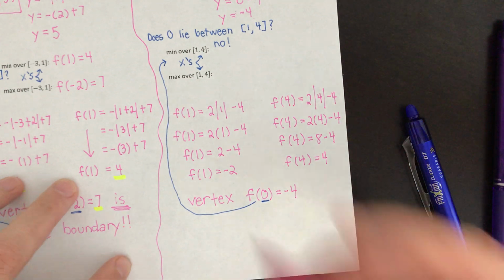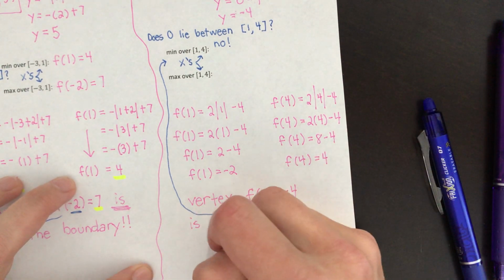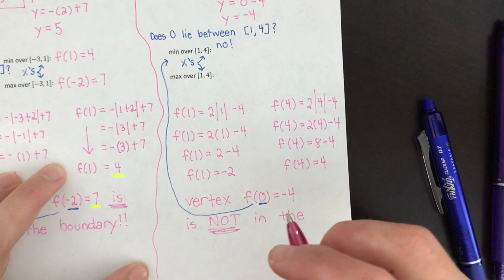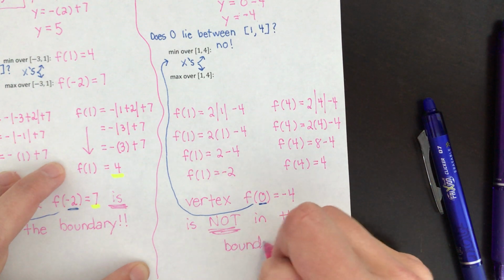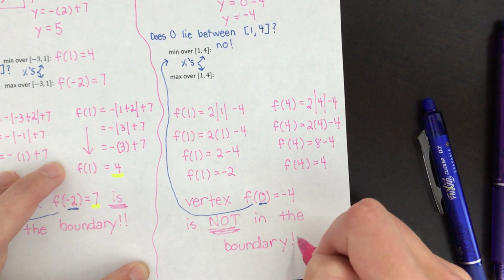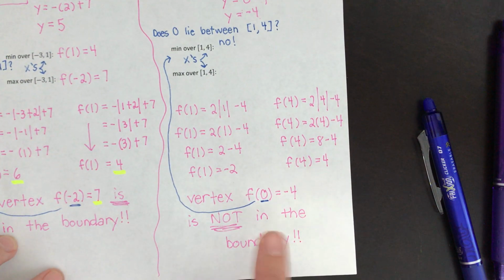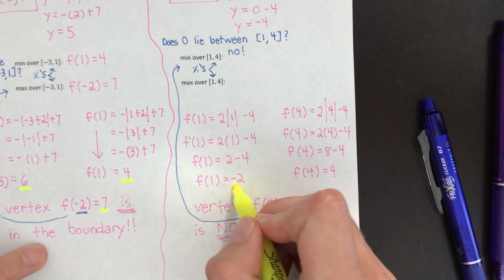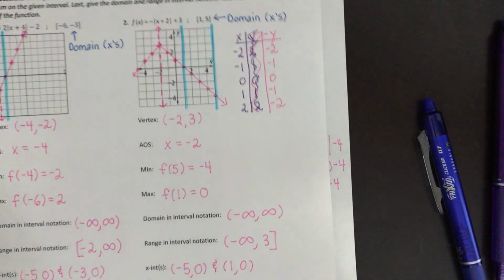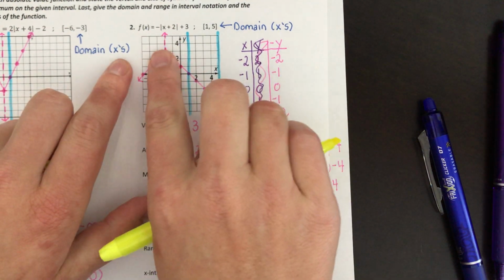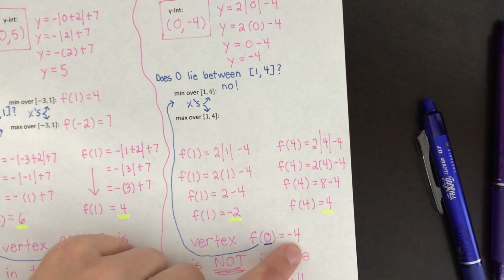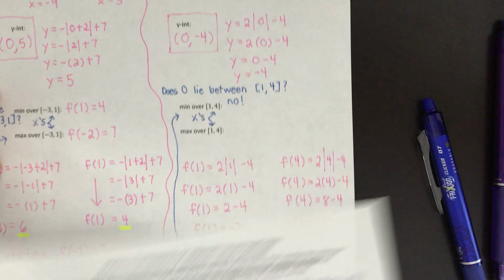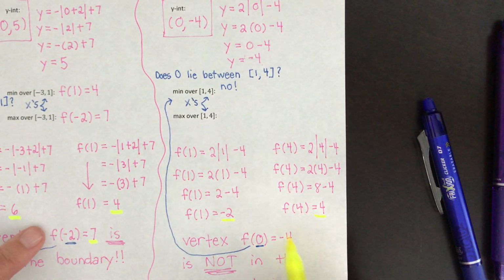So therefore, our vertex, in this case, is not in the boundary. Since our vertex is not in the boundary, I'm not going to do what I did here and highlight that value, because I don't care about it. It's like this situation where the vertex was outside of the boundary. I don't care about that value, because it's not like the situation where the vertex was in the boundary, like on number 3 here. So I'm not going to highlight it.